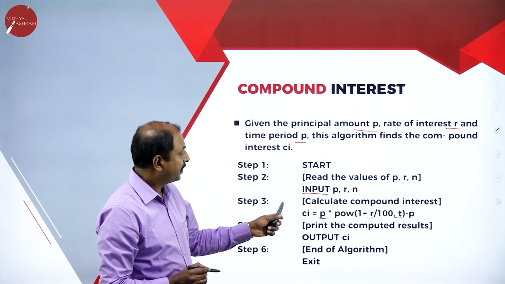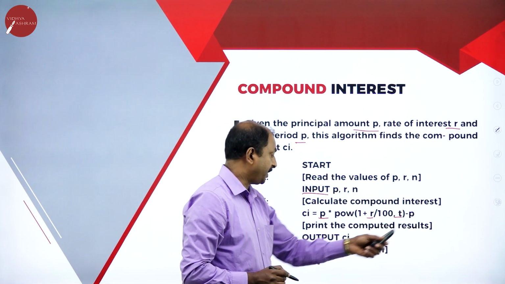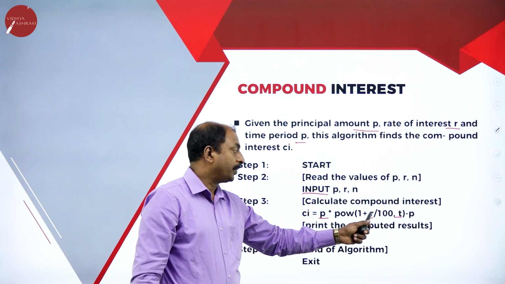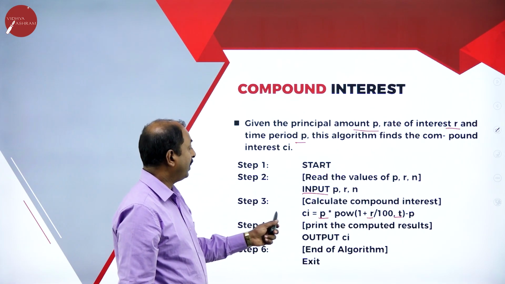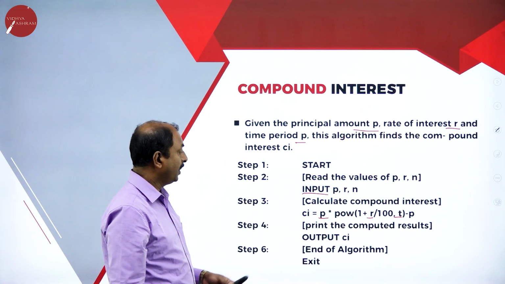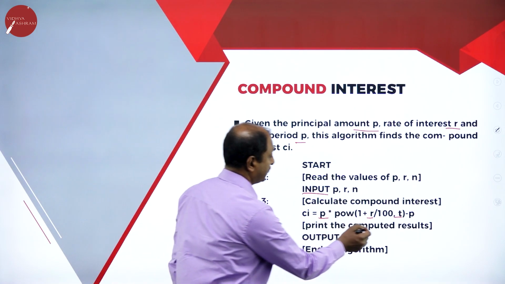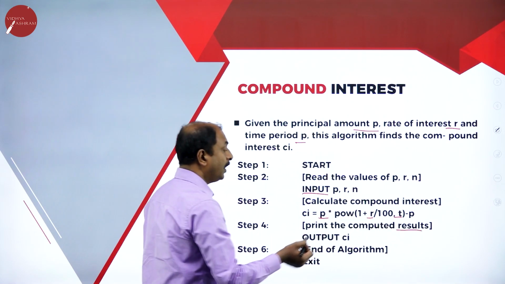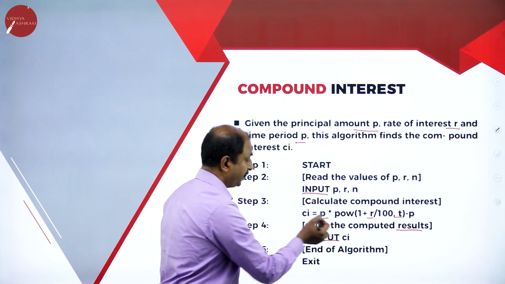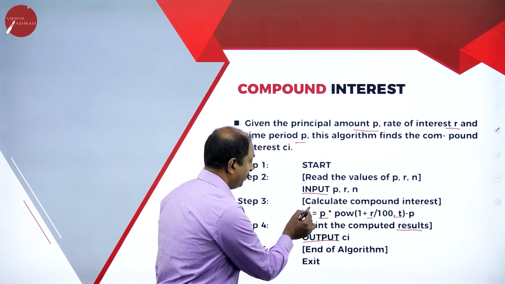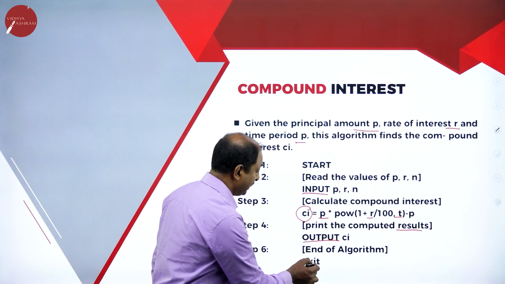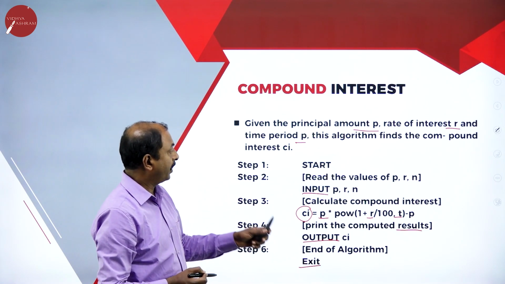And step number 3 is calculate the compound interest by using the formula. So the formula to find the compound interest is this. We have to write the formula accordingly. That is step number 3. So next one is print the result. Next one, that is nothing but output. So we're using output CI. CI is this value, and we have to exit or end the algorithm.